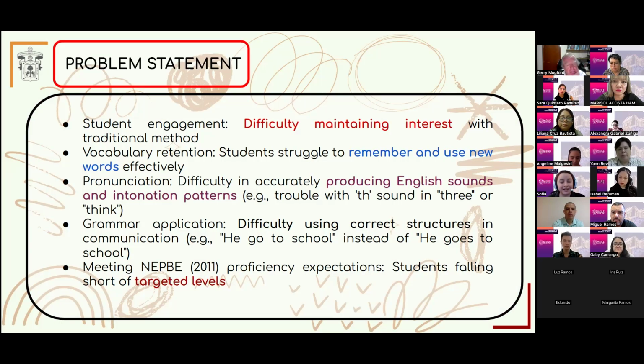Regarding the last point, the National Program of English Basic Education established by the SEP here in Mexico says that in elementary school education, students should reach A1 level by second grade, A2 by fourth grade, and B1 by sixth grade. These levels correspond to the Common European Framework. So these problems make it difficult for the school, for the English teacher, and also for the students to meet this expectation of English language proficiency.